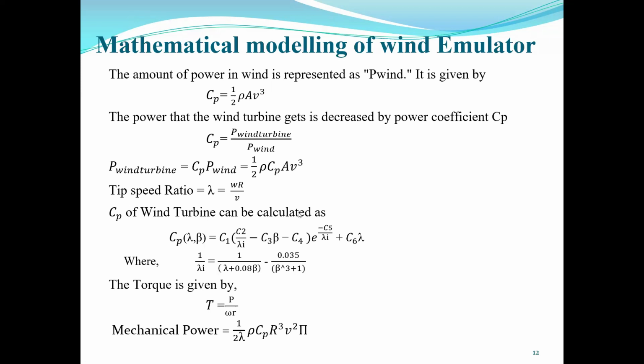There are three parameters to calculate Cp: lambda, beta, and lambda i. The formula for Cp is C1 into (C2 upon lambda i minus C3 beta minus C4) into e raised to minus C5 upon lambda i plus C6 lambda.